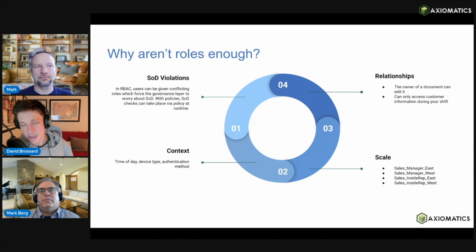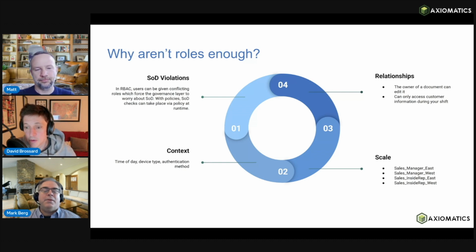Had they had dynamic SOD, they could have written something along the lines of, if you're a sales manager or a trainee sales manager, you can assign someone a commission unless they are you. Right? So you could have done that relationship check and prevented that commission from happening.